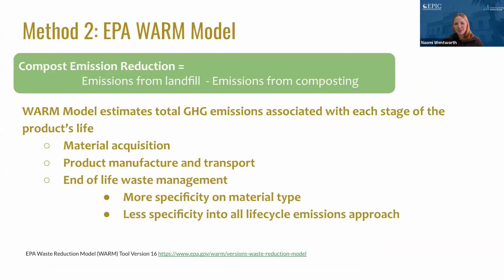Okay, so method 2, a little bit simpler. EPA's WARM model. What they do in their model is they take the emissions from landfilling something, organics, and subtract it from the emissions from composting. Again, they're using US averages in their model. So some of the items might pertain, some items might not.